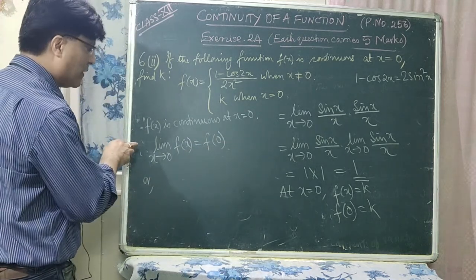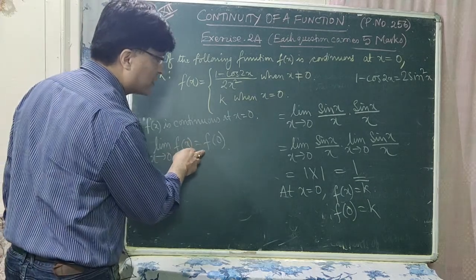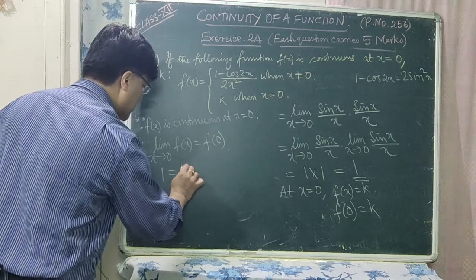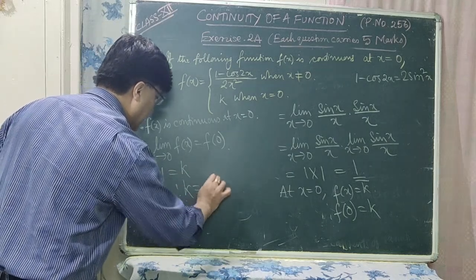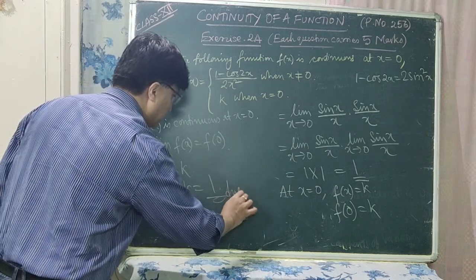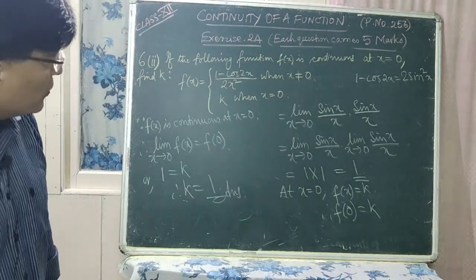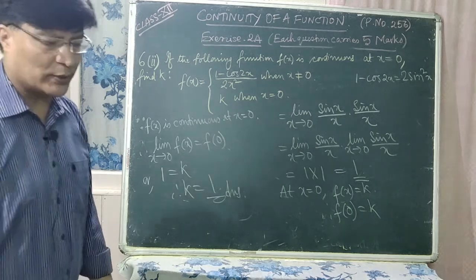Or, what is the value for limit x tends to 0, f of x? It is 1, is equal to, what is the value for f of 0? That is k. That means k is equal to 1. So we got the value for k, which is equal to 1. So you can copy it. Now we'll do the next question now.